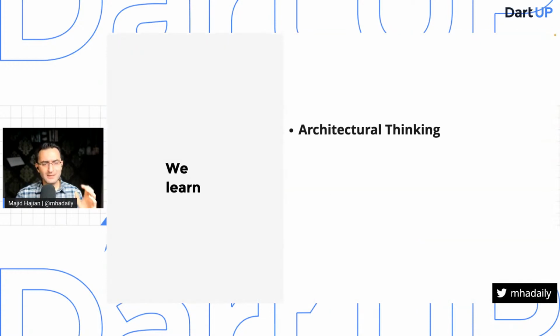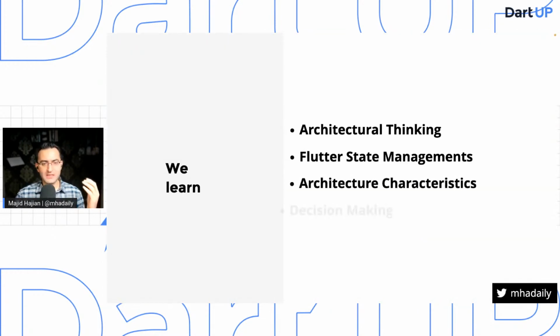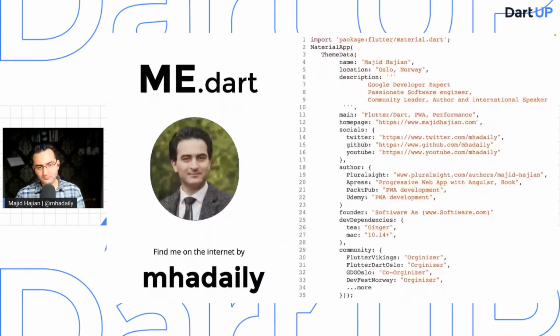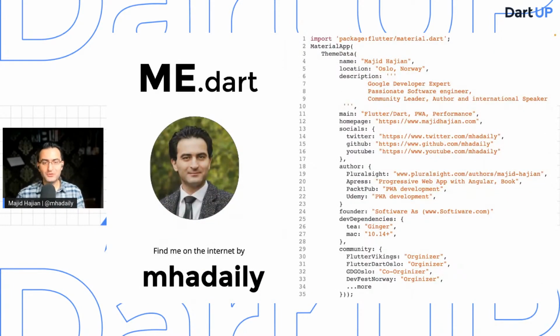Well, today what I'm going to talk about is architectural thinking. I will show you how an architect thinks, and I'm also going to talk about state management in Flutter. We're going to go through some of the packages and some of the patterns, and I will add some architecture characteristics to these packages. And at the end, I will make a decision, and you'll see how I make a decision for my application.